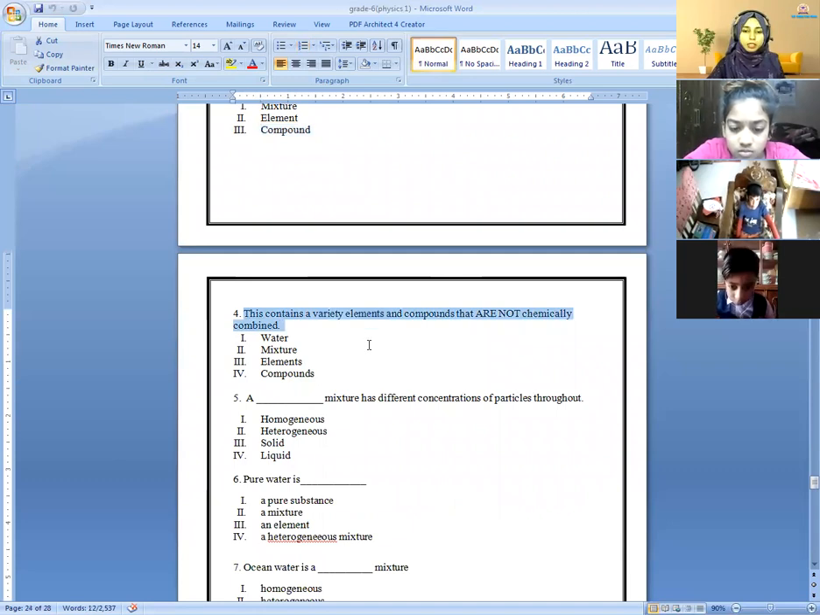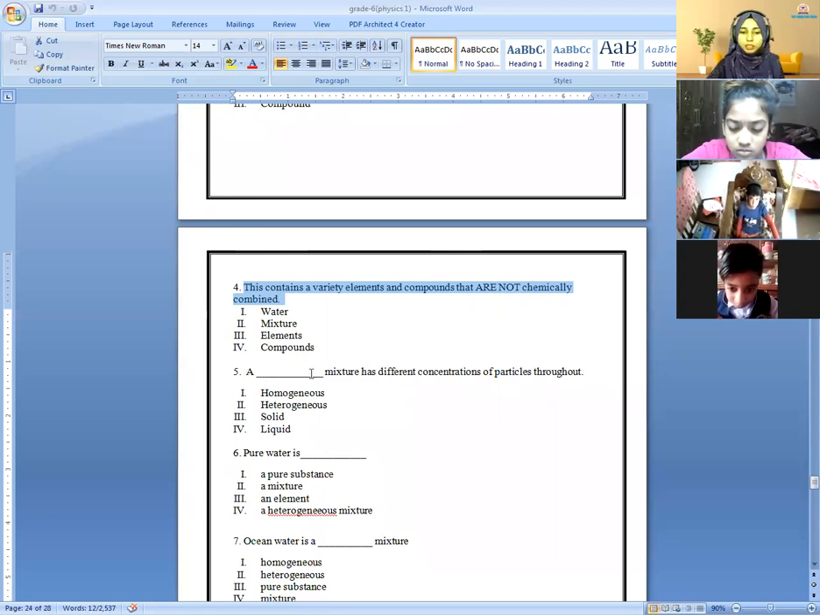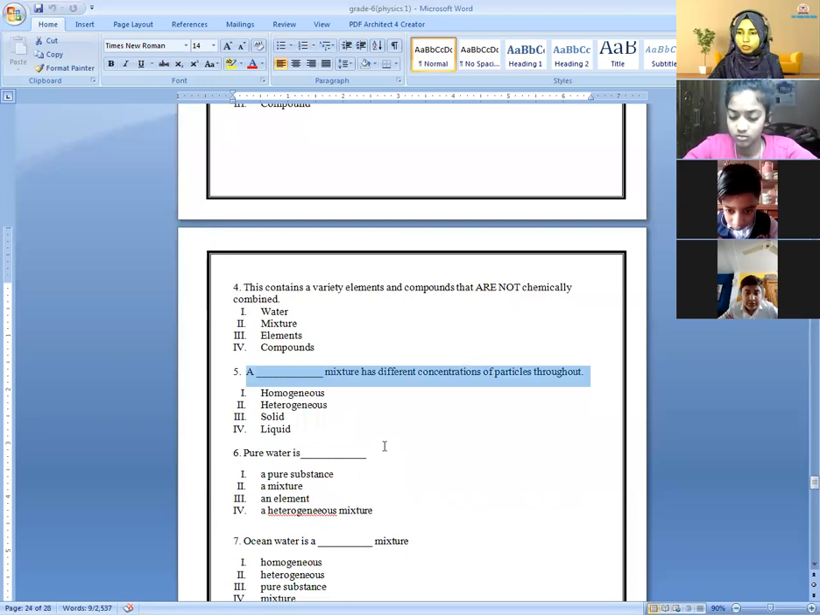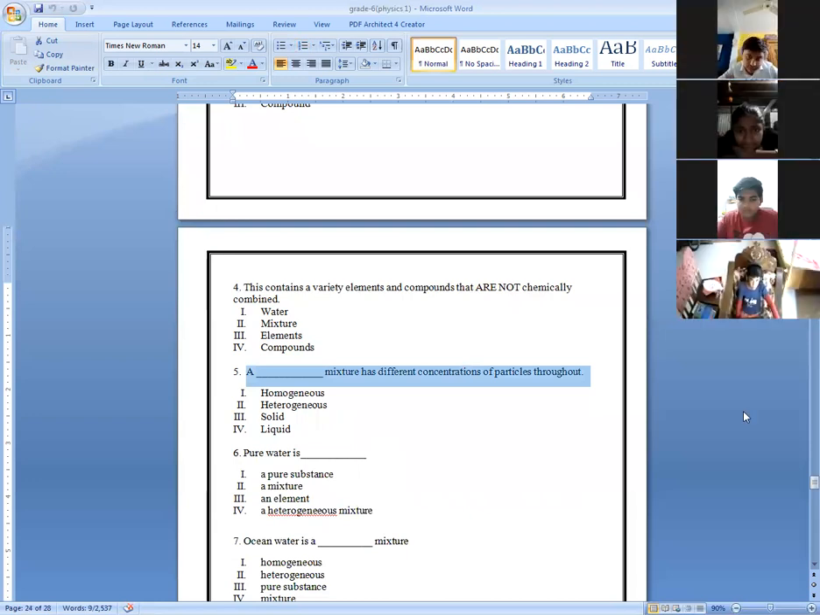This contains a variety of elements and compounds that are not chemically combined. Water? No. The answer is mixture. Number 5: a gas mixture has different concentration of particles throughout. Who is singing? Miss Sabrina. Number 5 is homogeneous. Homogeneous has different concentration of particles throughout, because there is no fixed concentration of particles, like water and salt. So the answer will be homogeneous.